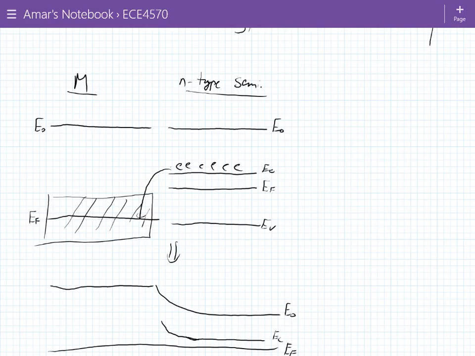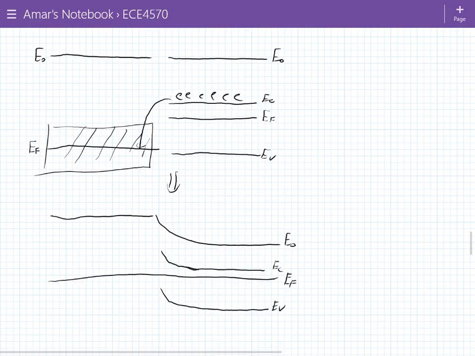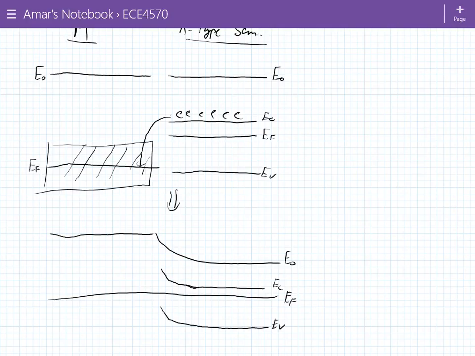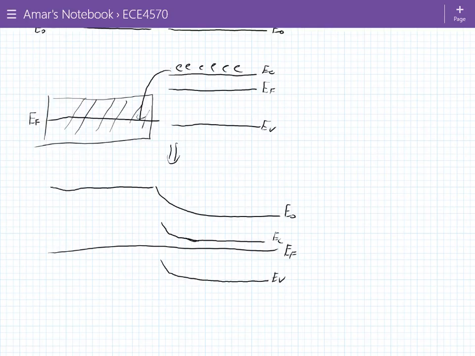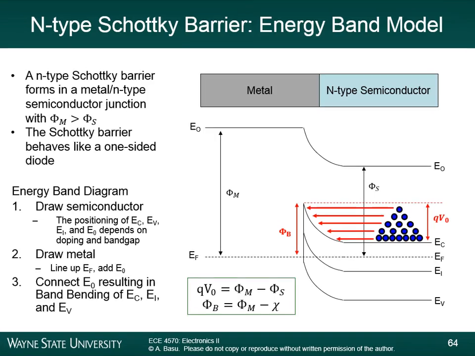Now, as those electrons start dumping over, the depletion region starts to form, the Fermi levels come together and line up with each other, and then you form this barrier which prevents further diffusion. So that's sort of the energy band explanation of what's going on there.